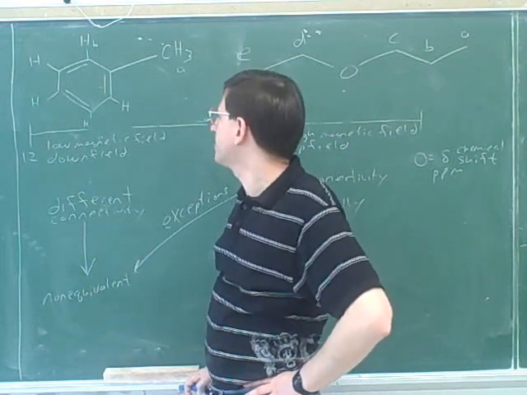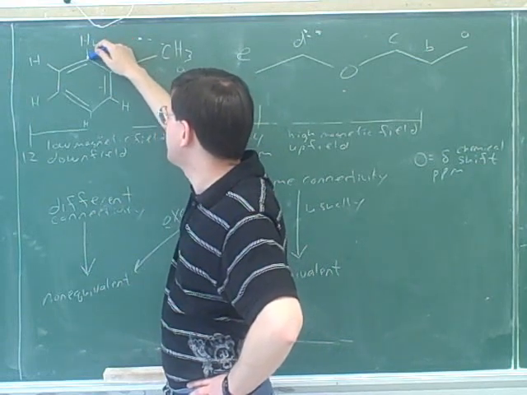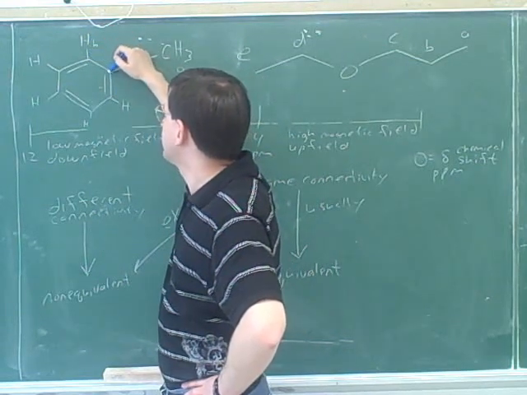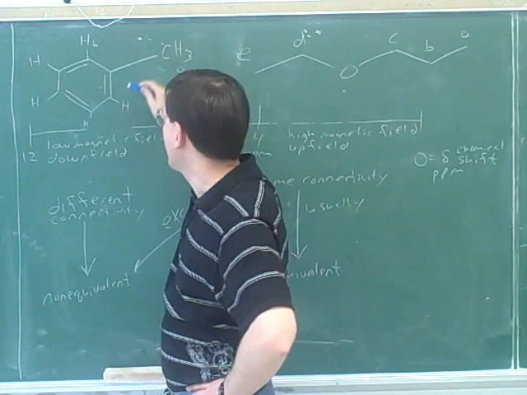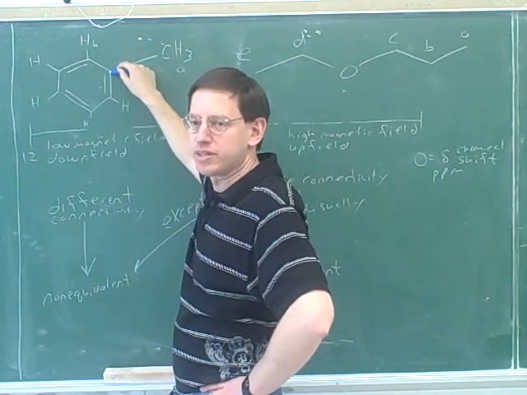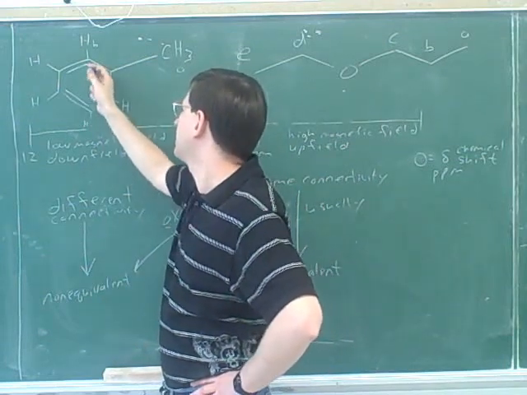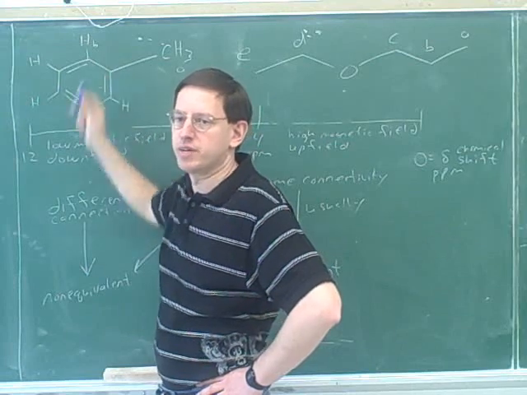And the reason it seems like they're different is that after all, this hydrogen is on a carbon that has a single bond to this tertiary carbon. And this hydrogen is on a carbon that's got a double bond to the tertiary carbon. So it seems like there's a difference in environments. Here, there's a double bond to the tertiary carbon, and here there's a single bond to the tertiary carbon.